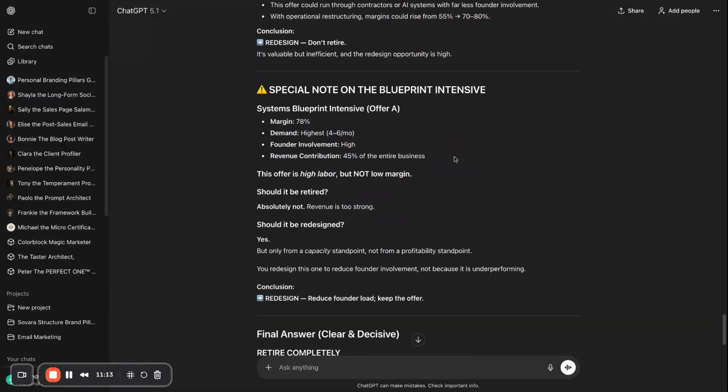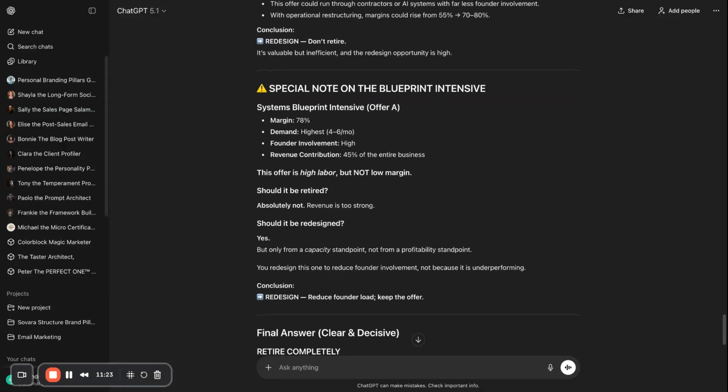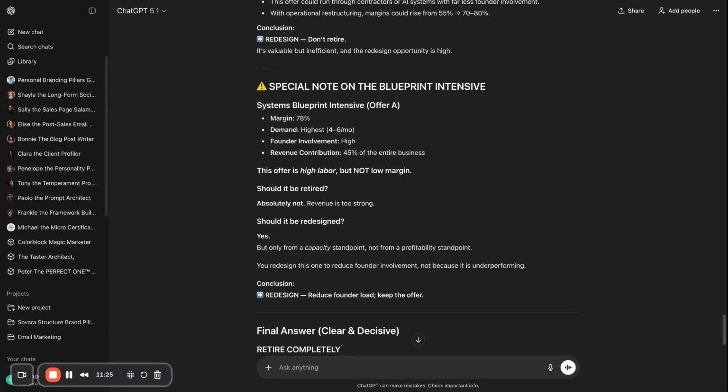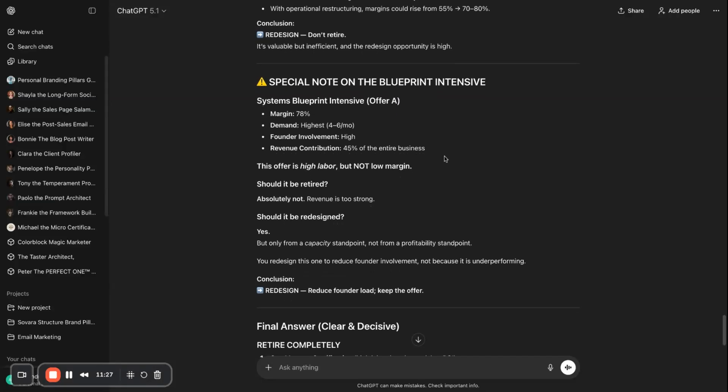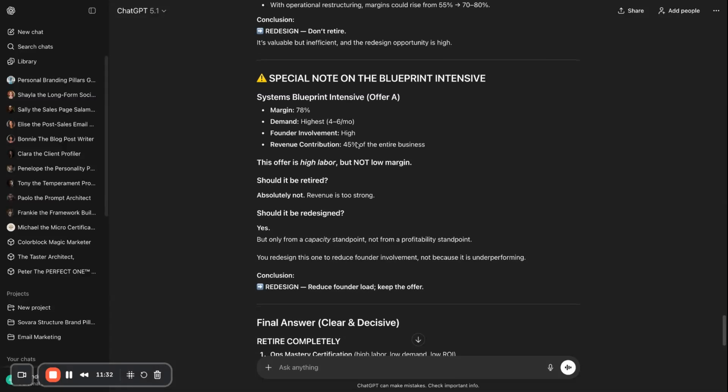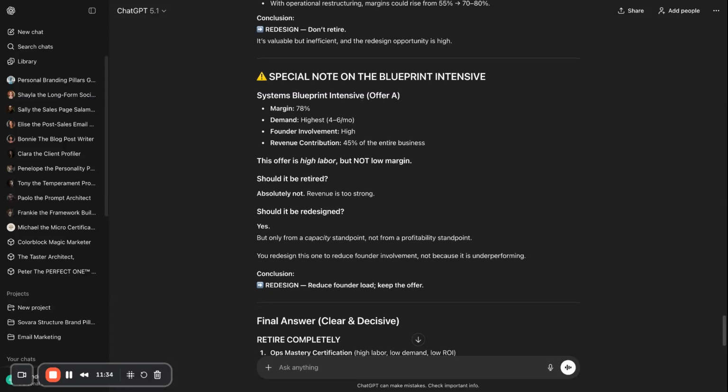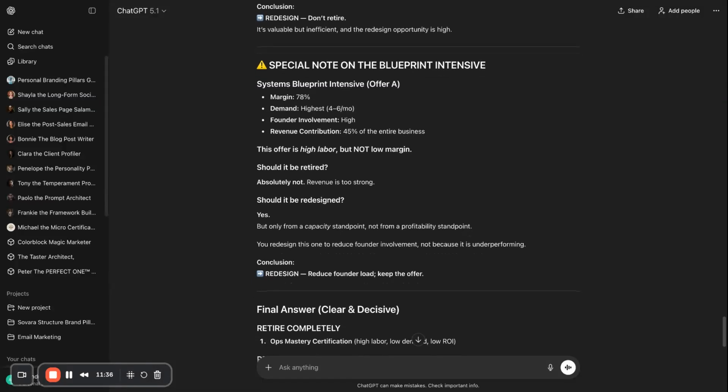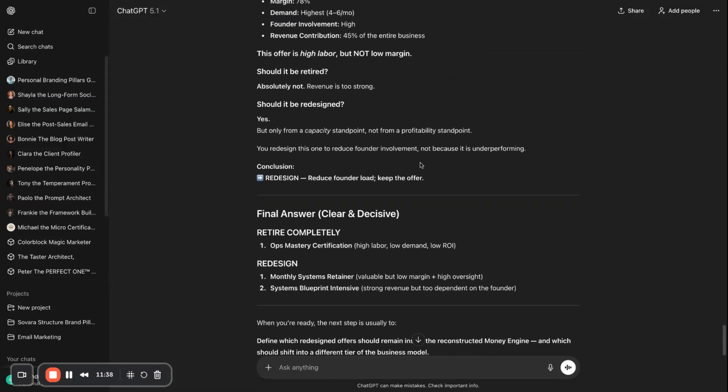So this is one of those offers where it's got high profit margins, it's got high demand, it's huge in terms of what it contributes to the overall revenue of the company, and it's very highly dependent on the founder. So it says, don't get rid of this one, right? This is a really, really profitable offer, but you want to be able to redesign this so that it is not heavily dependent upon the founder.